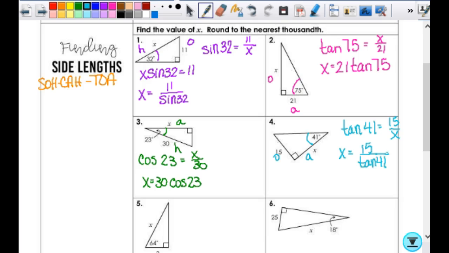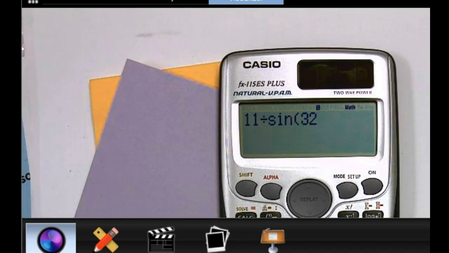And I want you to just type in number 1, get a decimal, and stop, and then wait for everybody to get there. And of course, you always want to double check that you're in degree mode. We already did that, but if you're using a different calculator or whatever. So that's 11 divided by the sine of 32.